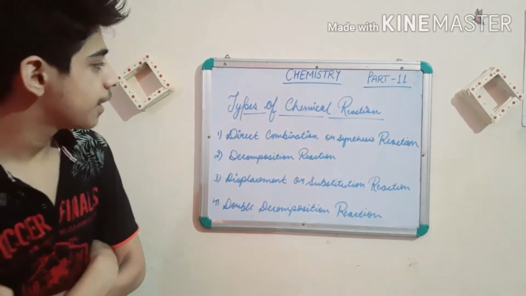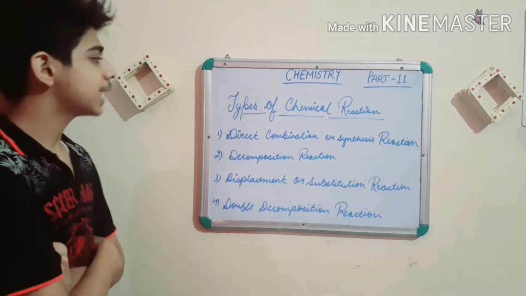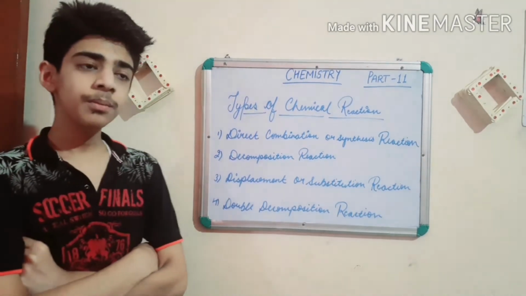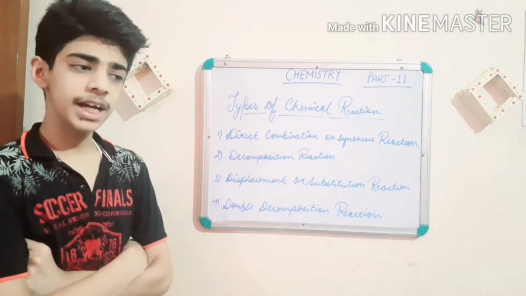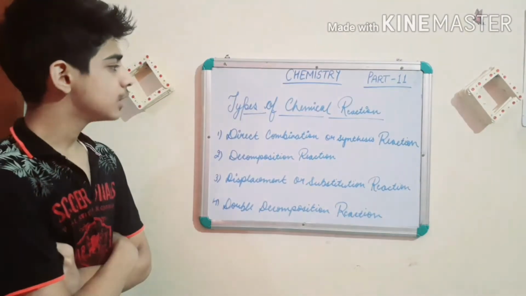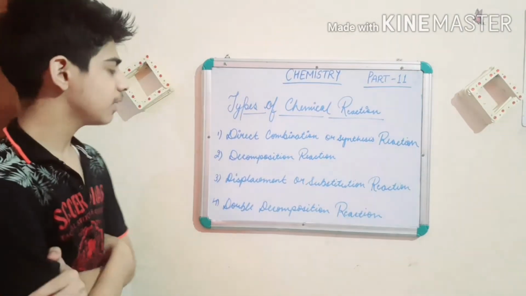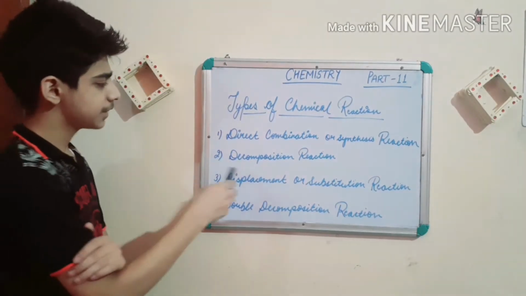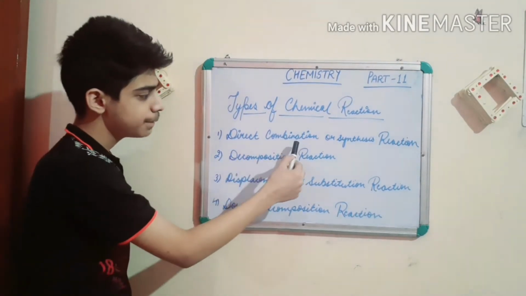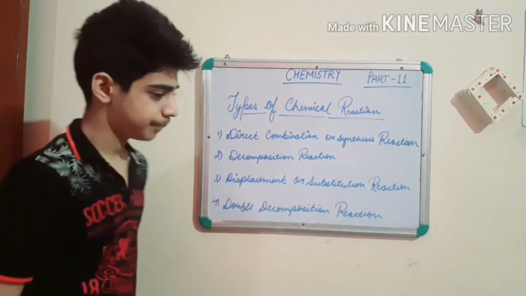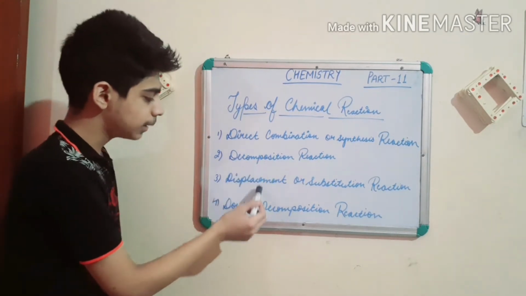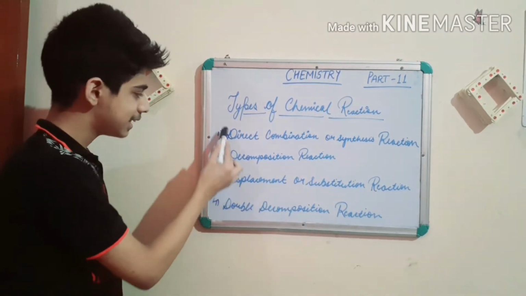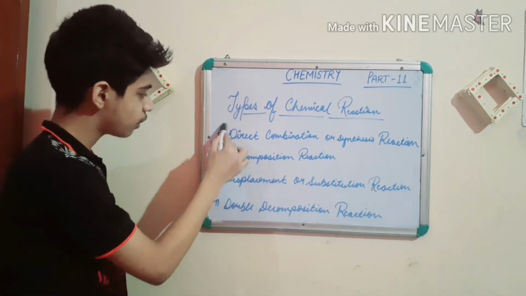So we are going to discuss a new topic today, that is types of chemical reaction. I hope you have watched my previous videos because I have told a lot about chemical reaction. So now the types of chemical reaction we are going to discuss. The first reaction that comes is direct combination or synthesis reaction. I will explain you all the points later, but first let me tell you about all four types of reaction.